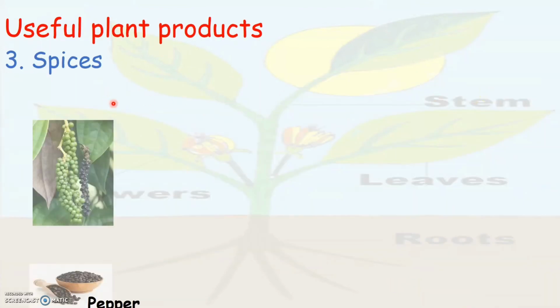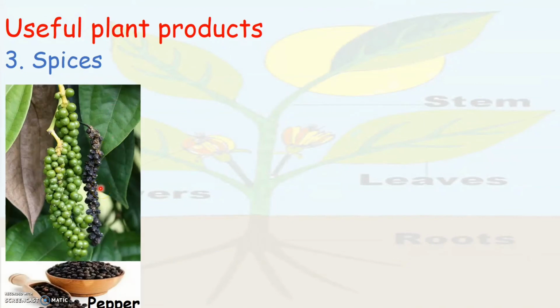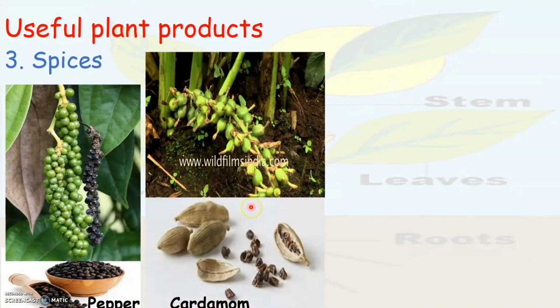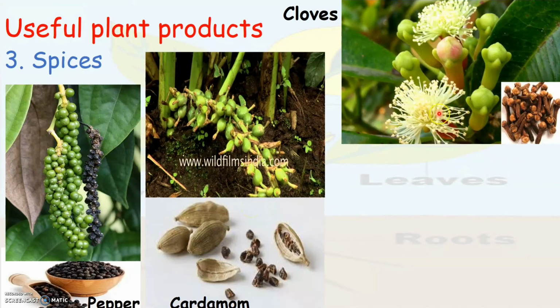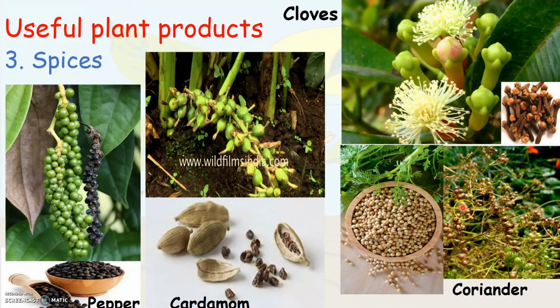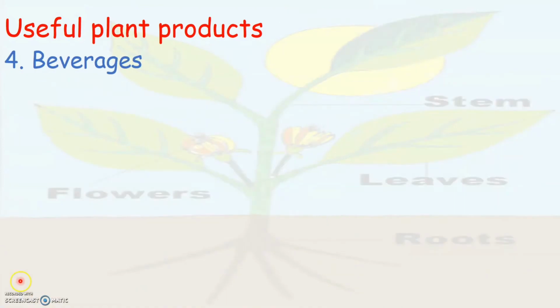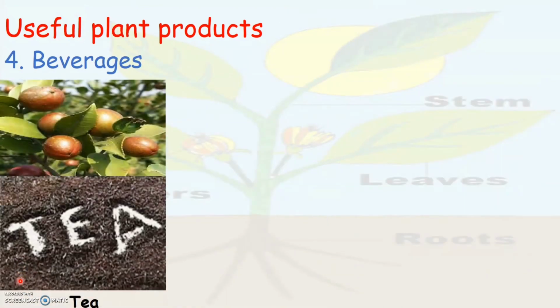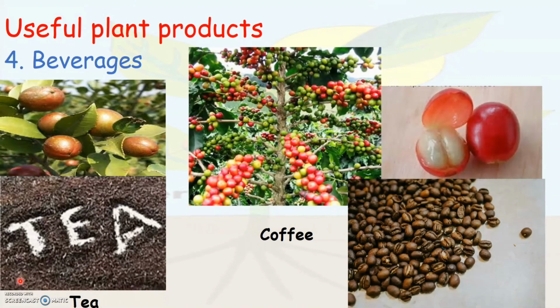Various spices like pepper, cardamom, cloves, and coriander. Now all these spices are obtained from their respective plants, as you can see here in each of these pictures. Beverages like tea and coffee, as you can see here in the picture. These are some of the products that we use in our daily life, and they are also obtained from their respective plants.